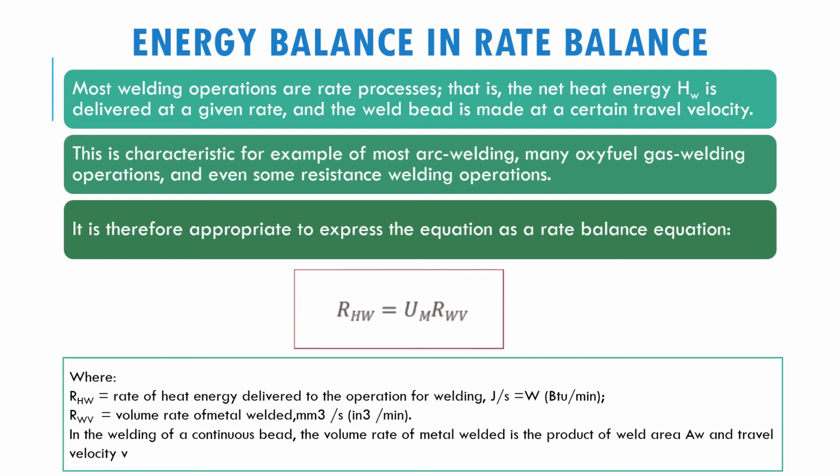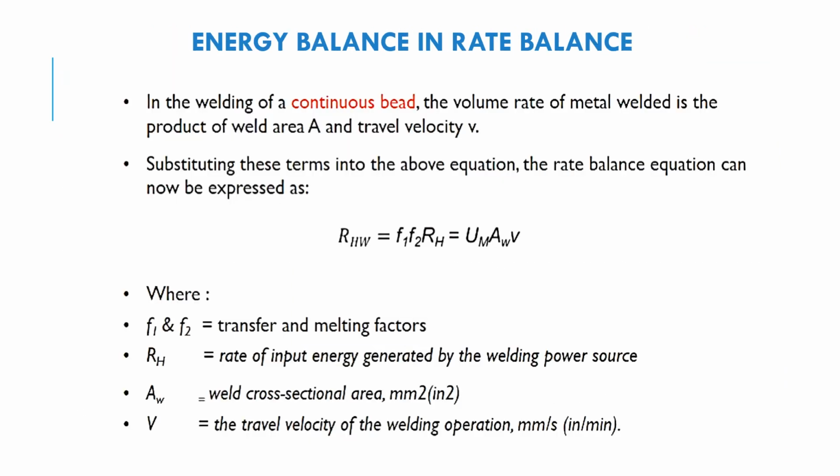RWV is the volume rate of metal welded, and in welding of a continuous bead, the volume rate of metal welded is the product of the weld area AW and the travel velocity V. If we substitute this into the equation, it becomes RHW equals F1 F2 RH equals UM AW V. So you can calculate the value based on this equation.